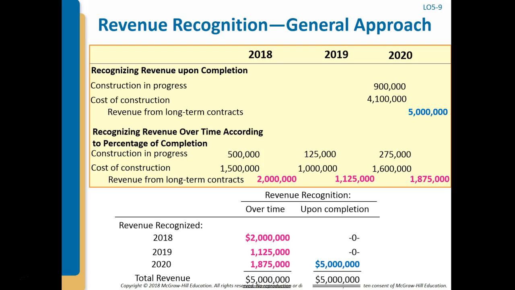Now compare revenue recognized upon completion with revenue recognized over the term of the contract. Note that the journal entries all have the same structure and that the same total amount of revenue, cost of construction, and gross profit is recognized, regardless of whether it is recognized over the term of the contract or upon contract completion. The only difference is timing.